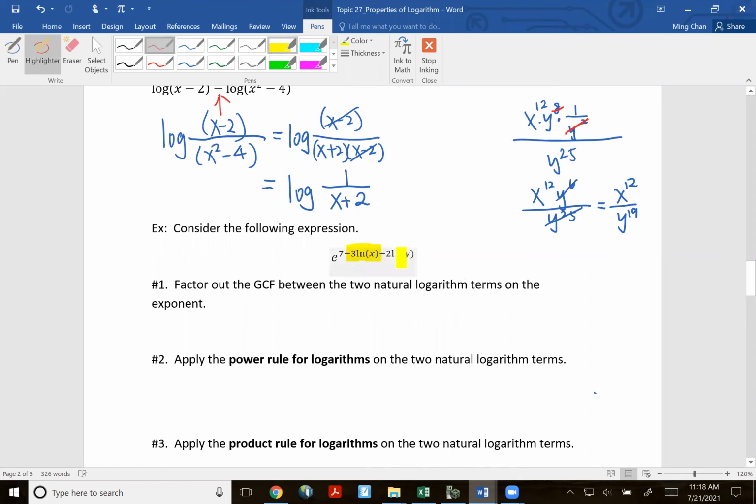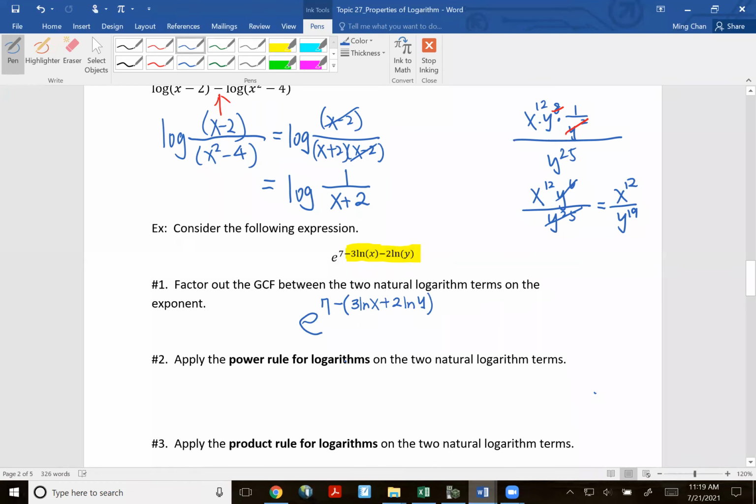Okay. You see the two natural log terms up here? Their greatest common factor is actually -1 because both the terms are negative. So if I factor out a negative between those two terms, then that should give me e to the 7 minus 3 times natural log of x plus 2 times natural log of y. All right.